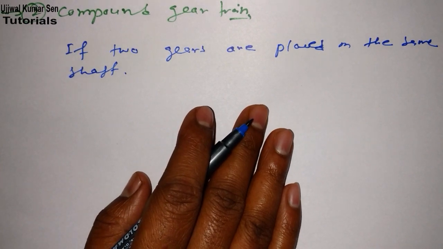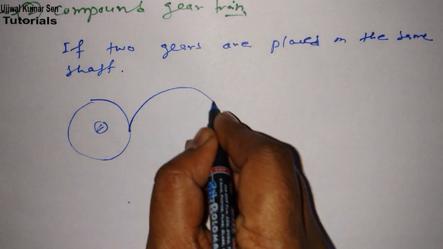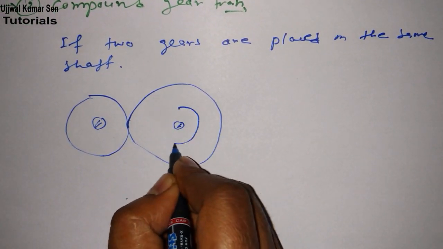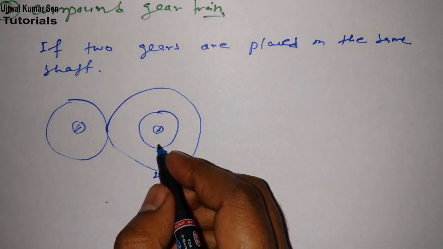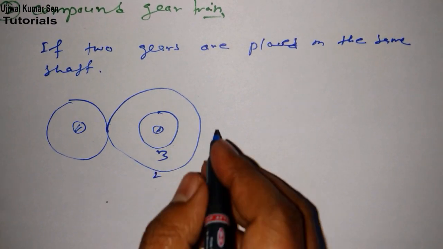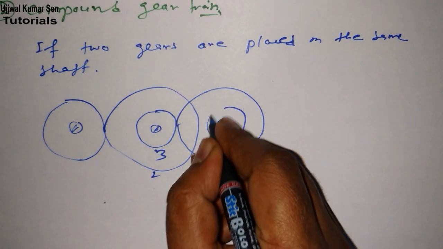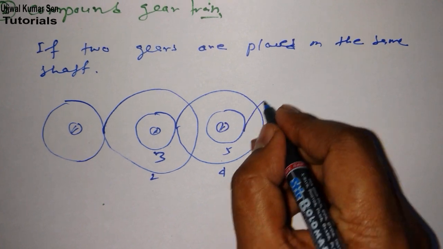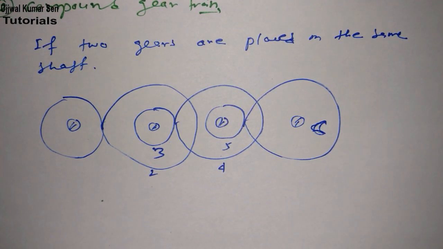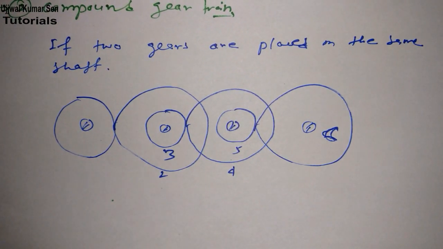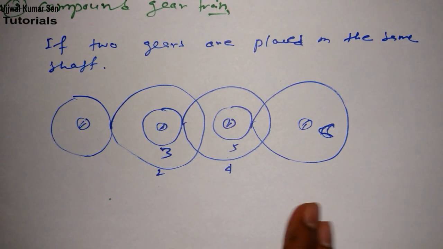Let's take an example so that you will understand it. Suppose we have gear 1 here, and this is connected with gear 2. Gear 2 and gear 3 are two gears mounted on this shaft. Now this one is connected with another gear, suppose 4, and this has gear 5 on the same shaft. Now this is connected with another gear, 6. In this way I have connected them, and this is known as a compound gear train because there are two gears on the same shaft, here also.